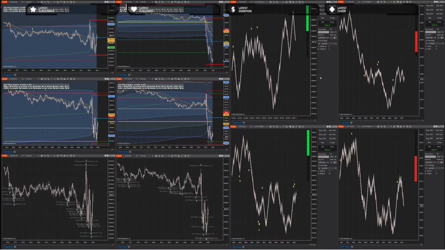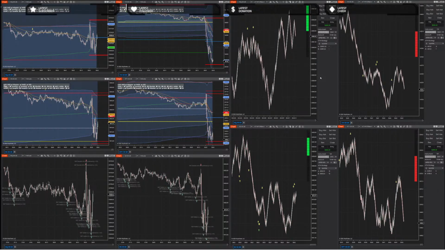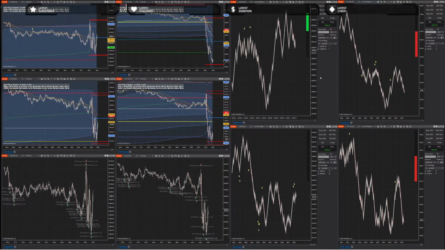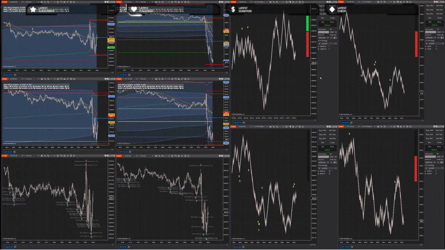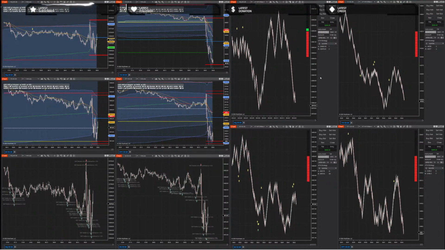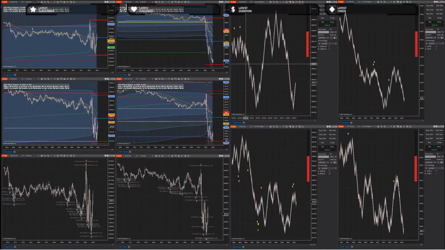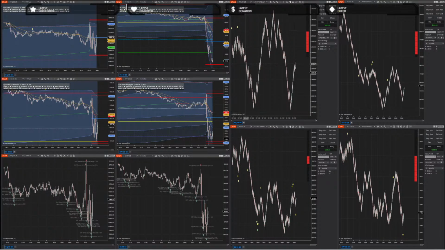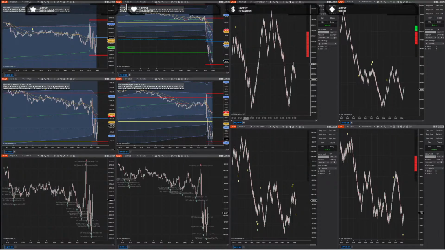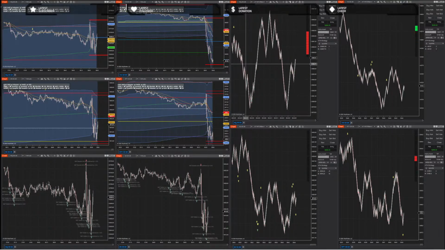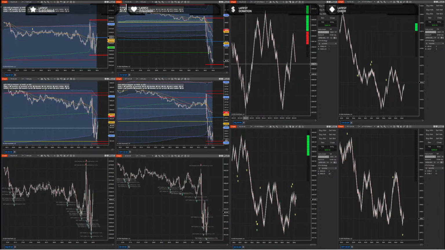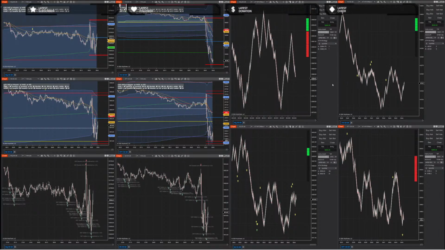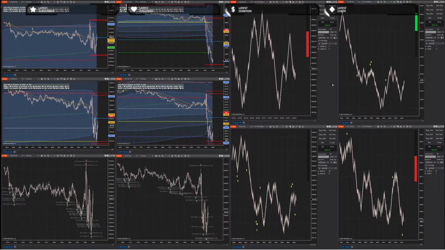Hmm, interesting. So it pushed all the way back up there to the opening range midpoint. Nah, it's just fishing. Hmm. Yeah, not too concerned. Just gonna wait for something to set up.